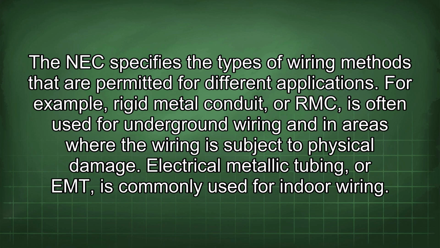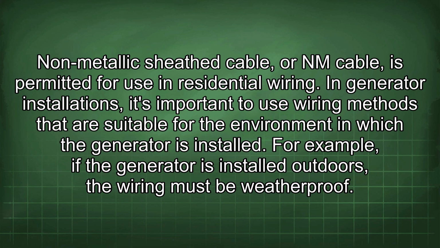Wiring methods are also regulated by the NEC. The NEC specifies the types of wiring methods that are permitted for different applications. For example, rigid metal conduit, or RMC, is often used for underground wiring and in areas where the wiring is subject to physical damage. Electrical metallic tubing, or EMT, is commonly used for indoor wiring. Non-metallic sheathed cable, or NM cable, is permitted for use in residential wiring. In generator installations, it's important to use wiring methods that are suitable for the environment in which the generator is installed. For example, if the generator is installed outdoors, the wiring must be weatherproof.